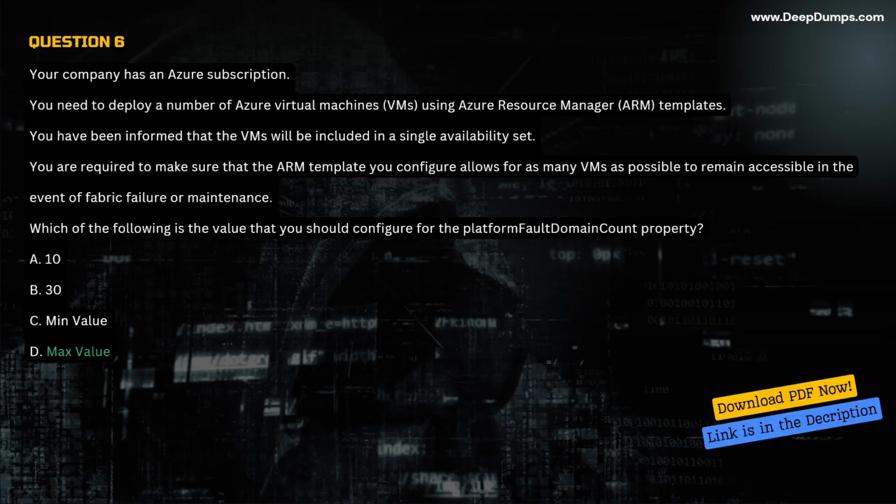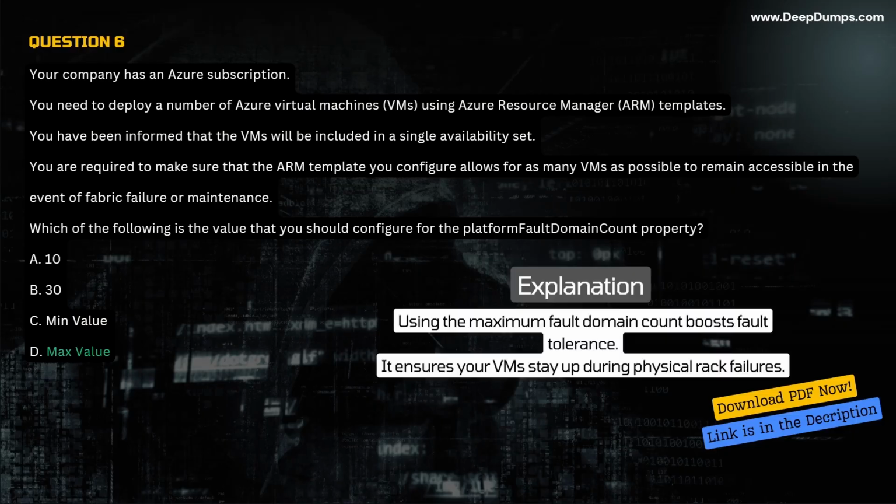Correct answer is D. Explanation: using the maximum fault domain count boosts fault tolerance. It ensures your VMs stay up during physical rack failures.